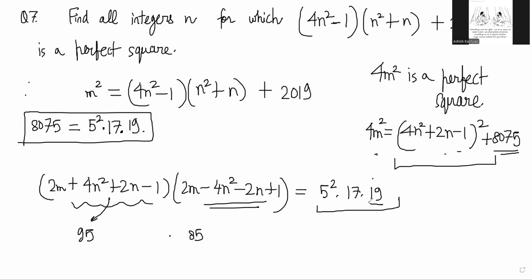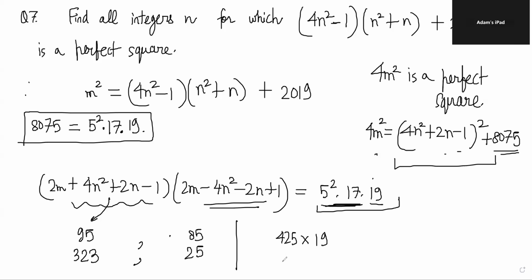You can do 19 into 17 also if you want. So you'll get 323, I think. And then you will have 25, right? These are the possible ways to get the numbers. So these are two ways. Then you can do 425 into 19. Basically, I multiplied all these three. Or you can do 475 and 25 into 19, right? Into 17, right?